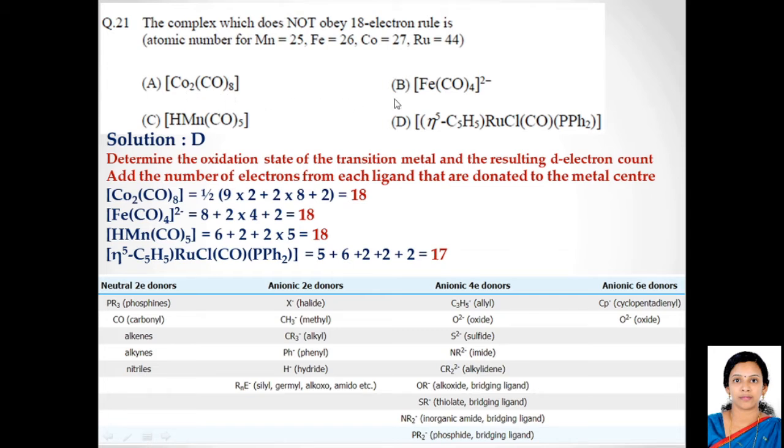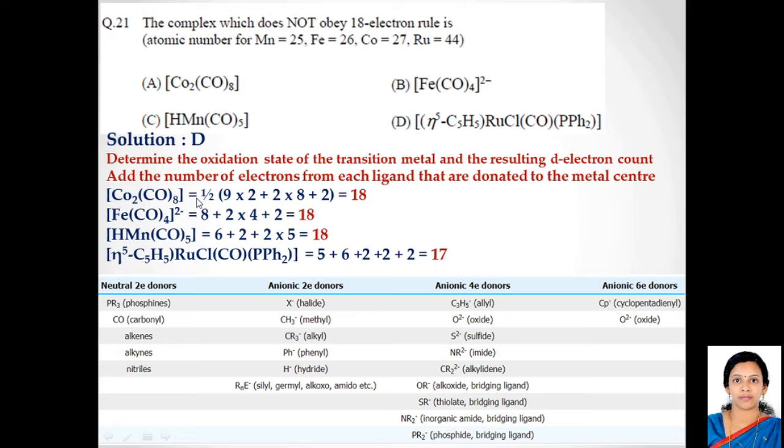Additionally, if the complex has an overall charge, for example in the iron carbonyl complex, which has an overall charge of 2 minus, you will have to take that into account and add 2 electrons to the overall electron count. Okay, so this is how you count electrons in the oxidation state method. There is another method called the neutral atom method, which you can also use to count electrons, but here I will be counting via the oxidation state method.